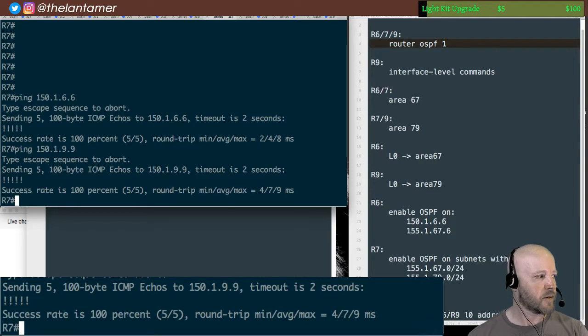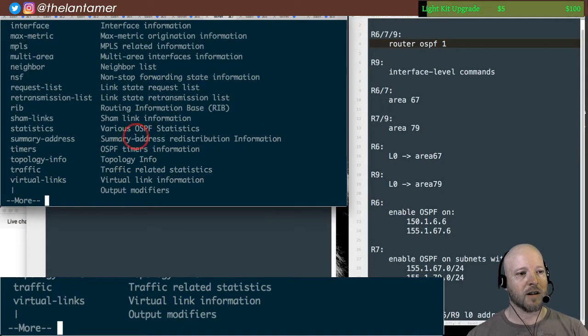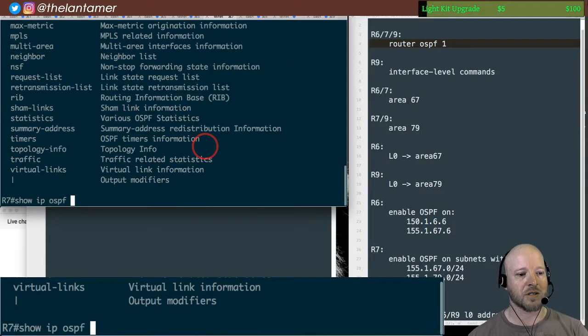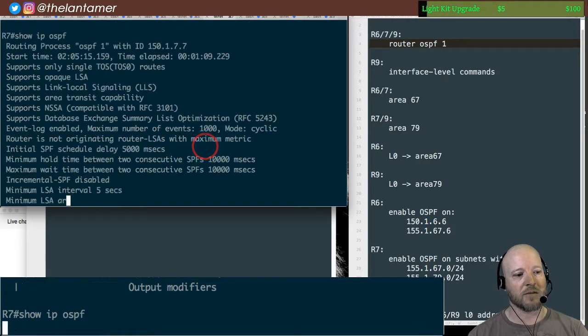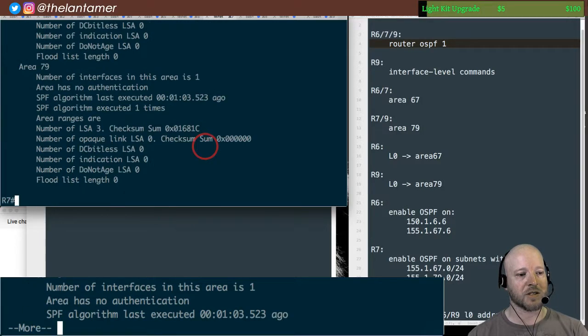Now let's try to get more familiar with some of these validation commands and look at them in depth, because we're going to use these a lot, right? So one of them is show IP OSPF. Here we have a lot of options. I can put the process ID number. For example, on router 7, I'm running 2 different processes. So I can do show IP OSPF. If I use it without specifying a process, it shows me both, right?